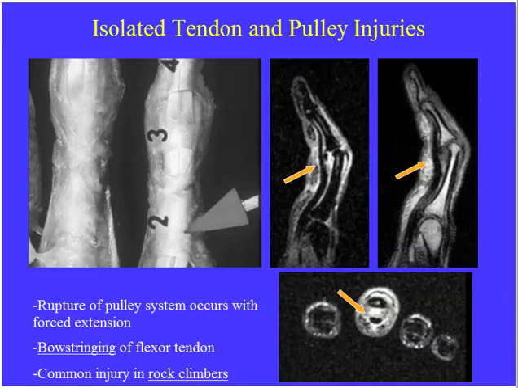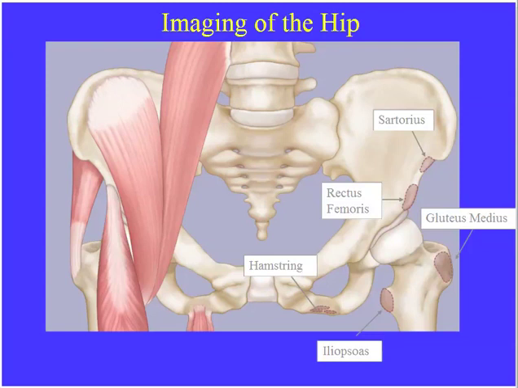Now we get bowstringing of the flexor tendon and increased distance between the flexor tendon and the bone when we compare it with the other digits. And this is a pulley injury. Okay, that covers the upper extremity. We're going to move on to the lower extremity.